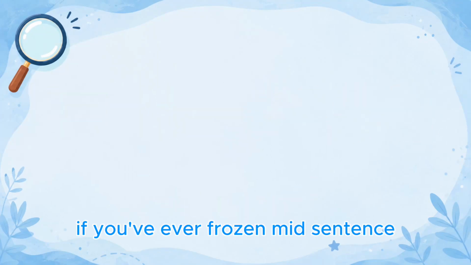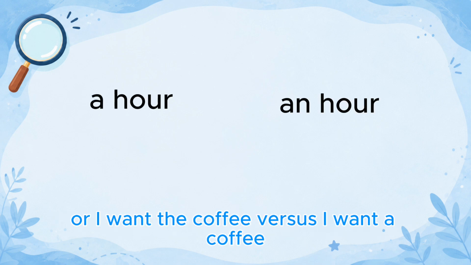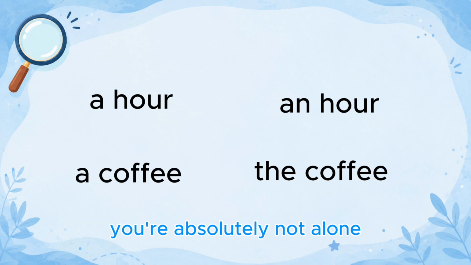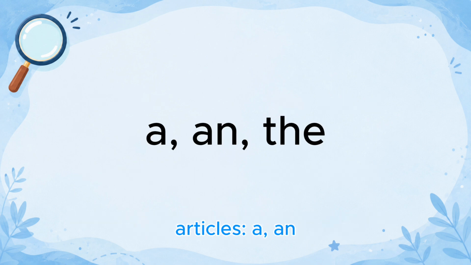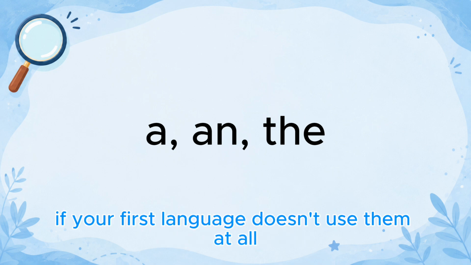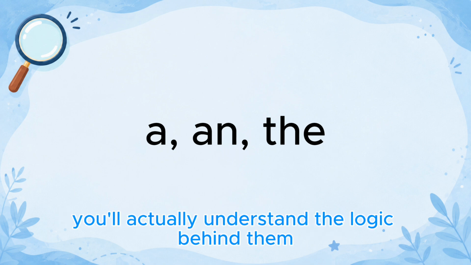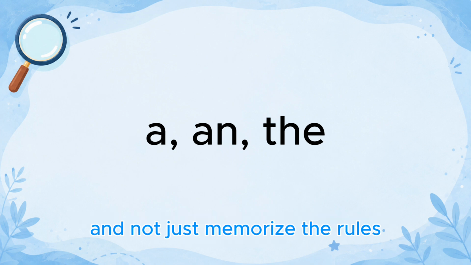Ever frozen mid-sentence wondering whether to say "a hour" or "an hour", or "I want the coffee" versus "I want a coffee"? You're absolutely not alone. Articles a, an, and the are one of the hardest parts of English grammar, especially if your first language doesn't use them at all. By the end of this video, you'll actually understand the logic behind them and not just memorize the rules.